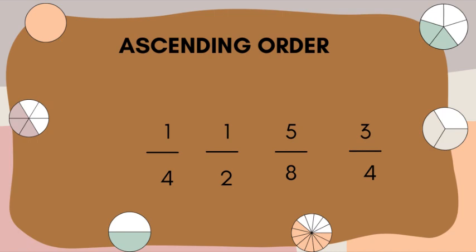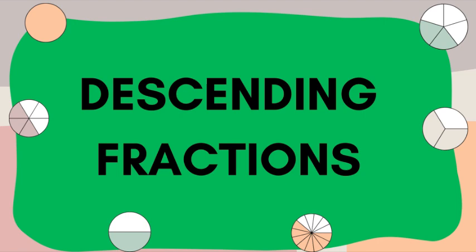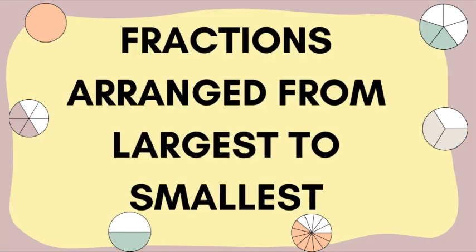Let's take a look at descending fractions. Fractions arranged from largest to smallest. This means you must write the largest fraction first and then the smallest. To have a better understanding of descending fractions, we can take a look at a few examples.